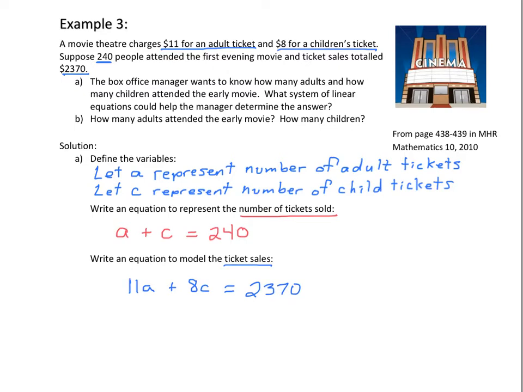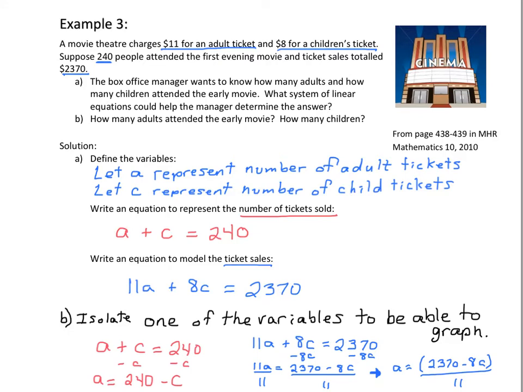So now we have two equations. They each have one of each of the variables, and so these two equations will form a system of equations. To go ahead and solve that, you can graph each equation, but you have to have one of the variables isolated. So we're going to take each equation and isolate it for A. The first equation is going to be A is equal to 240 minus C. And the second equation, when you isolate it, you're going to have A is equal to 2,370 minus 8C, all divided by 11.